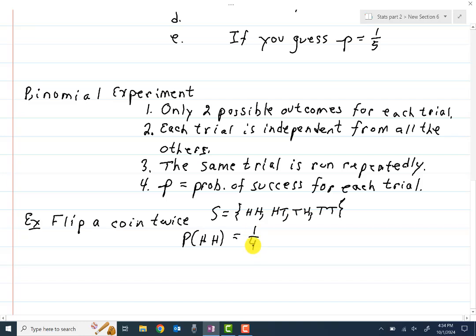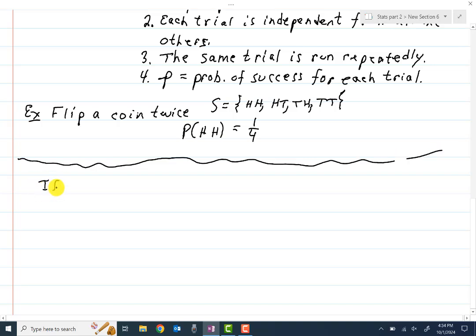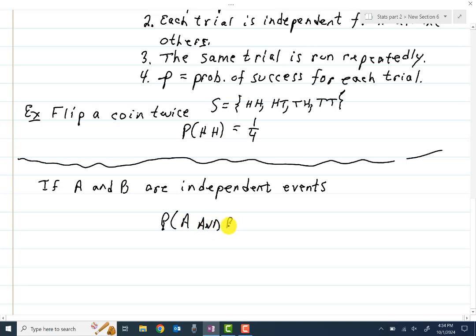But there's another way to do this. If you'll remember, if A and B are independent events, then the probability of A and B is the probability of A times the probability of B.